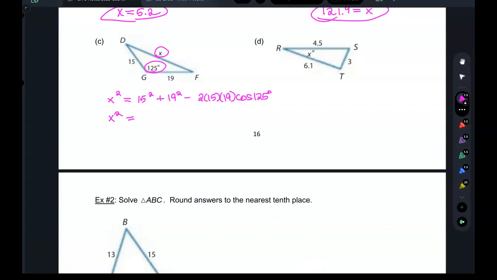Okay, can someone type this all in? It's 912.9. Okay, 912. Take the square root. 30.2. Also, remember what I told you. If this is 125 degrees, doesn't x have to be the largest side? Doesn't it have to be the largest side?